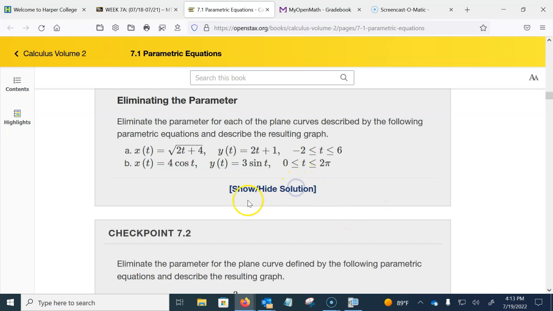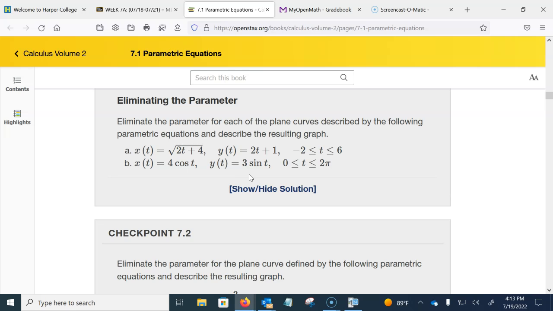All right, let's look at the next one. So here I've got x of t equals 4 cosine t, y of t equals 3 sine t. And notice in the previous example I had 4 cosine t and y was 4 sine t, and we got a circle. So here they're not the same coefficient, so this is going to be an ellipse. Okay, so how do I solve for t? You don't really want to do an arc cosine or arc sine to do this. So you want to use the fact that sine squared t plus cosine squared t equals 1.